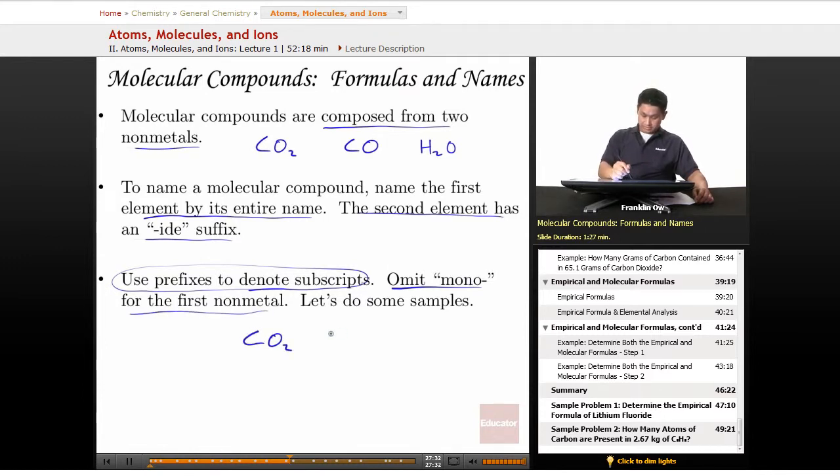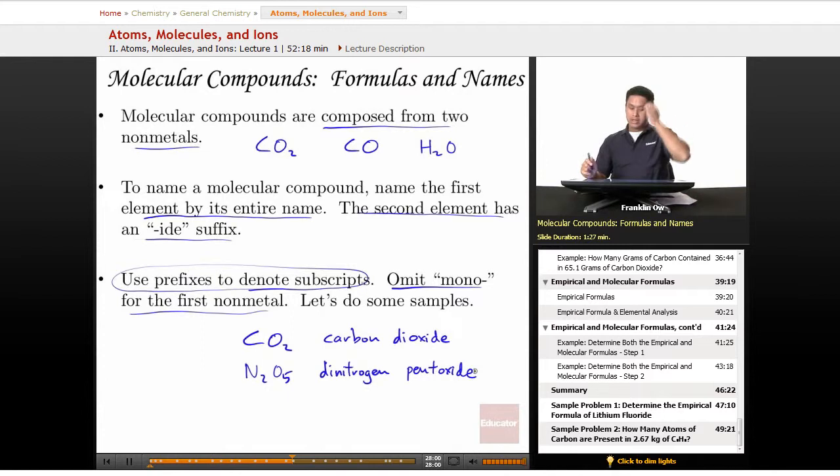So something like CO2, name the first element first, which is carbon. The second element is oxygen, becoming oxide. And there's 2 of them, which is how we come up with carbon dioxide. Something like N2O5: there's 2 nitrogens, which is di, and the first element gets the full name, so dinitrogen, and then 5 oxides, which is pentoxide. So actually naming a molecular compound is always easier than naming an ionic compound. Why? Because you don't have to worry about charge.